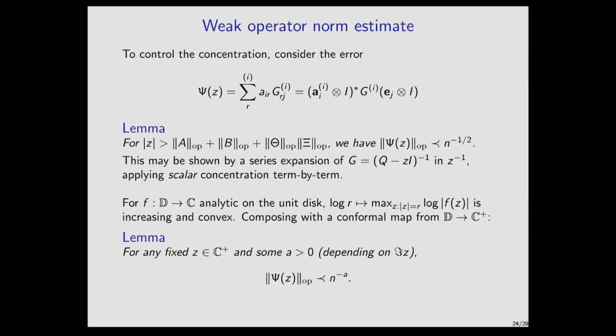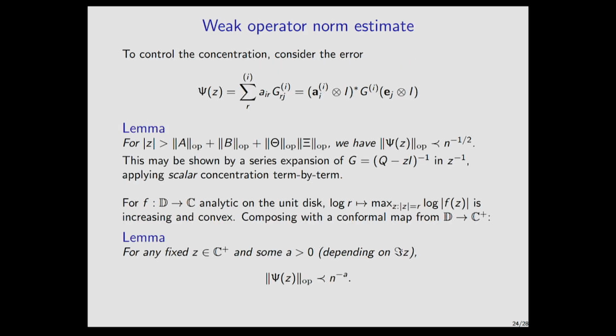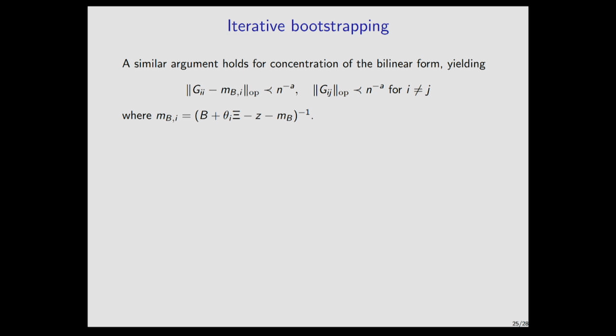And if I map that kind of result from the disk to the upper half complex plane using a conformal map, then the statement that we can get is that because I have this 1 over root n bound for large z, and I can use a trivial bound for all z, using this convex interpolation, I can get a weak bound for this error that I want that's of the size n to the minus a, for some small constant a. It's not an optimal constant. That depends on the imaginary part of z. So I can get this weak n to the minus a bound. Now, once we have this weak n to the minus a bound, we're going to use this inside an iterative bootstrapping argument. I talked about this analysis of the linear form. You can do a similar argument for the bilinear form.